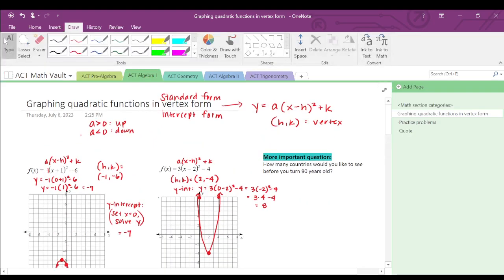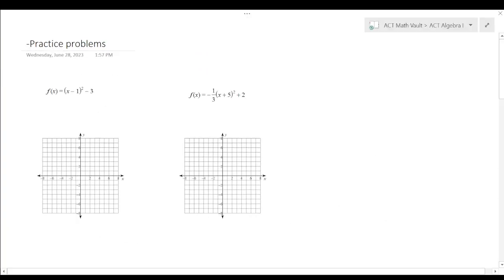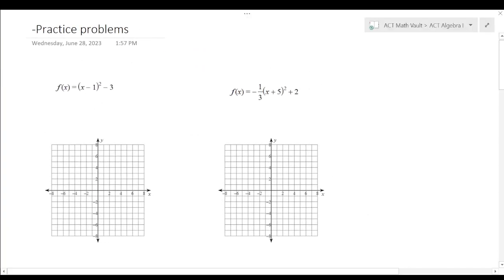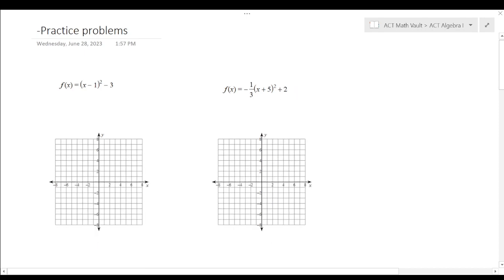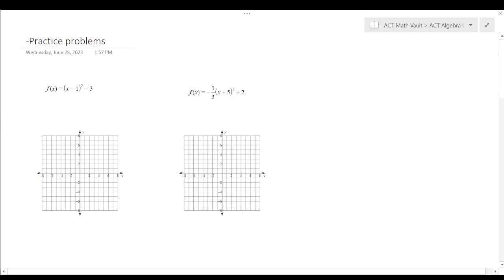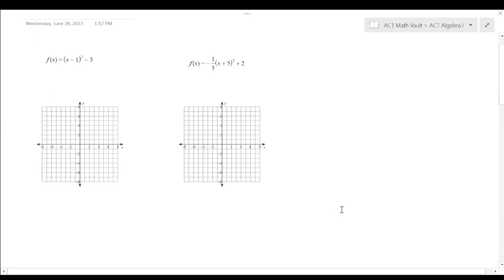So try some practice. These problems are very similar. We have a shifted graph here. If you want to also use the parent function information, this might be pretty quick for you. If not, use the vertex form. There are so many different ways to graph these. And then this one has not only a fraction in the front, but a negative. So think about how that might affect the graph. You can pause the video, work on these, and then I will reveal the answers.